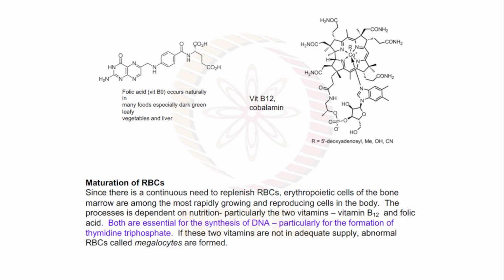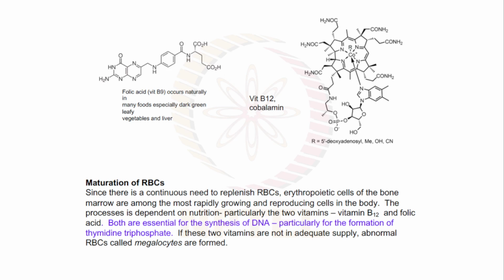Okay. Another role is, since there is a continuous need to replenish RBCs, erythropoietic cells of the bone marrow are among the most rapidly growing and reproducing cells in the body, and the process is dependent upon nutrition, particularly the two vitamins, vitamin B12 and folic acid. Both are essential for the synthesis of DNA, particularly for the formation of TTP, thymidine triphosphate. If those two vitamins are not in adequate supply, abnormal RBCs called megalocytes are formed.